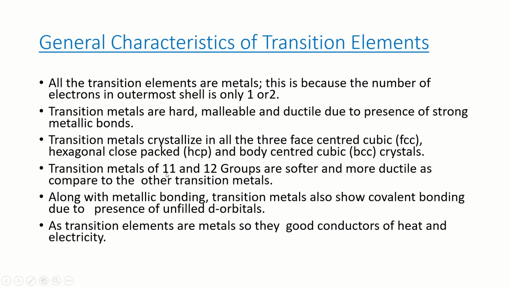Transition metals of the 11th and 12th groups are softer and more ductile as compared to other transition metals. Like silver and gold, they are highly ductile metals, and mercury exists in the liquid state. Along with the metallic bond, transition metals also show covalent bonding due to the presence of unfilled d orbitals. As transition elements are metals, they are good conductors of heat and electricity.